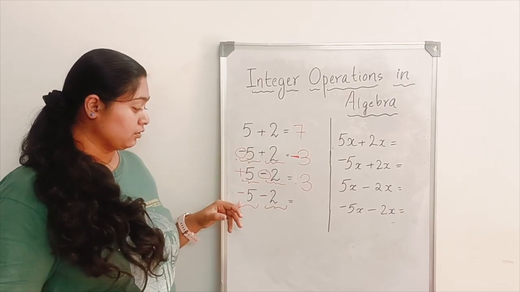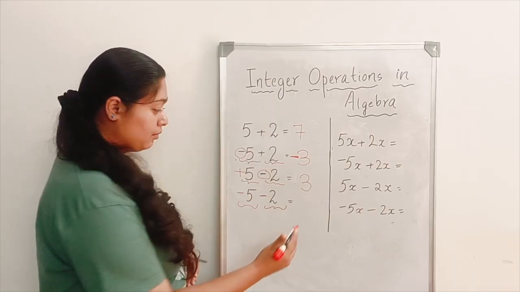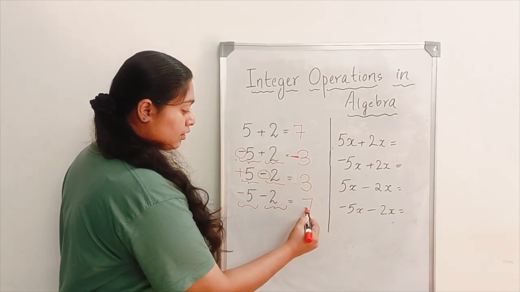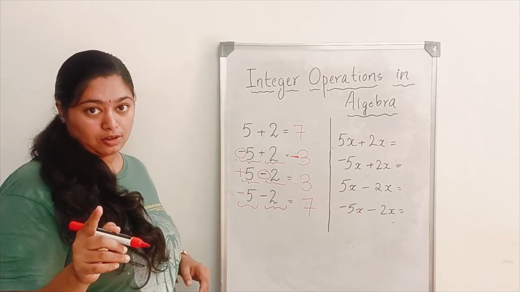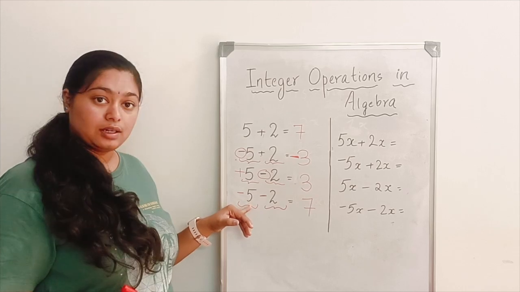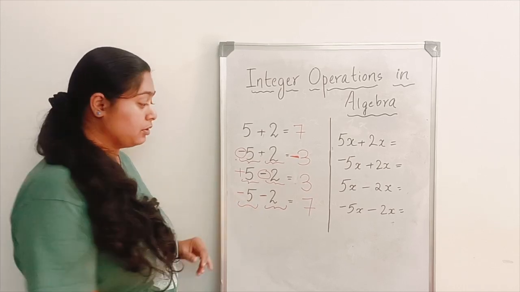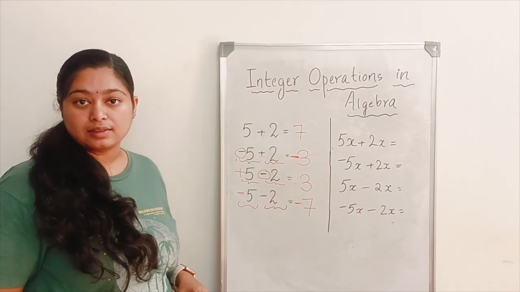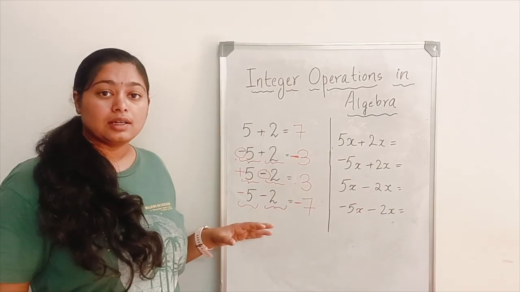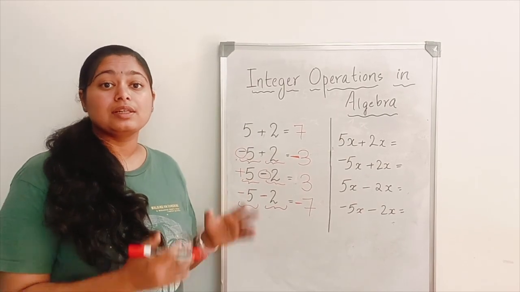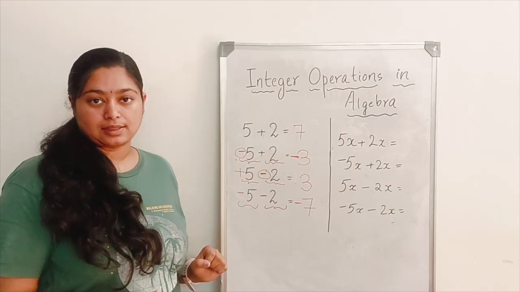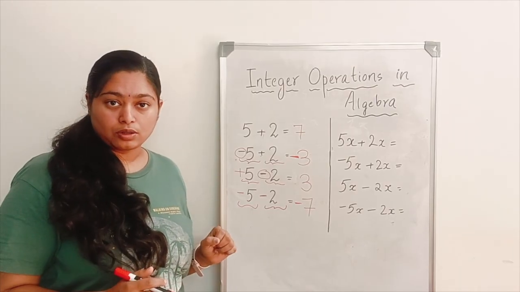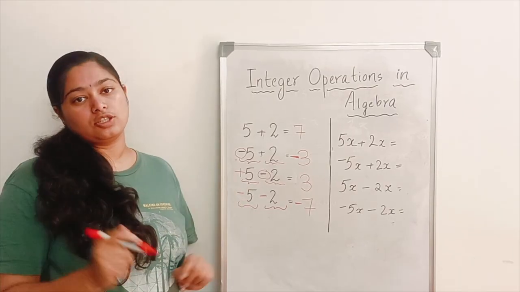So negative 5 and negative 2, add them first. Write your answer as 7. And the second rule is still the same. Look at the bigger number. It's having a negative symbol. Please give a negative to 7. And this is our answer. This is what the integer operation rules in addition and subtraction say. Now when coming to algebra, we are not going to make any change to these rules.